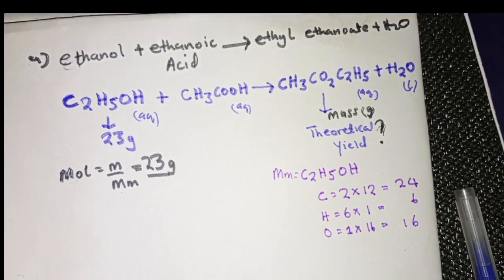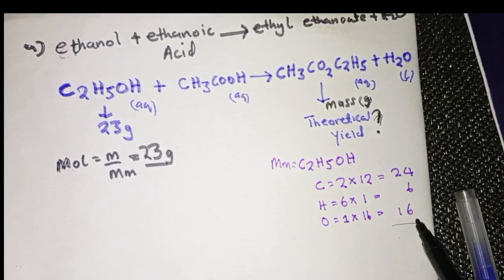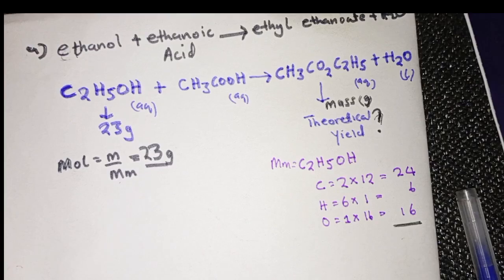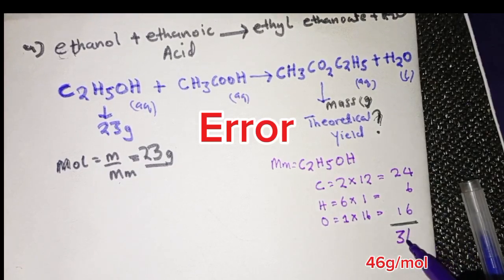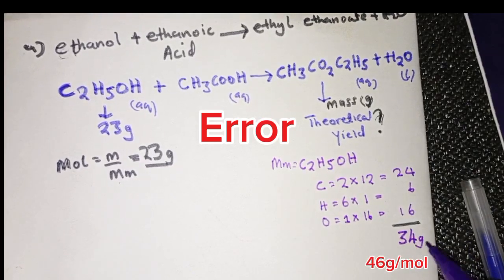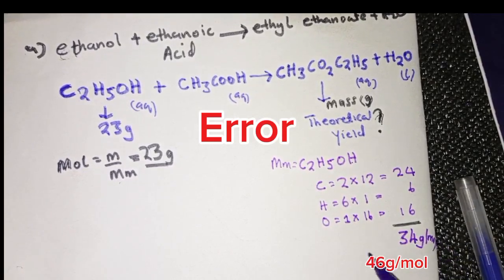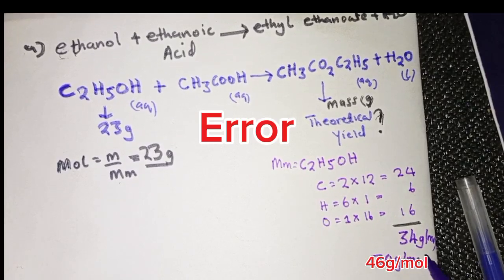So the mass number, you find the masses of all the elements that you are given. So 16 plus 12 plus 6. Here you happen to get 34. What are the units? I said grams per mole. Just write it here, 34 grams per mole.